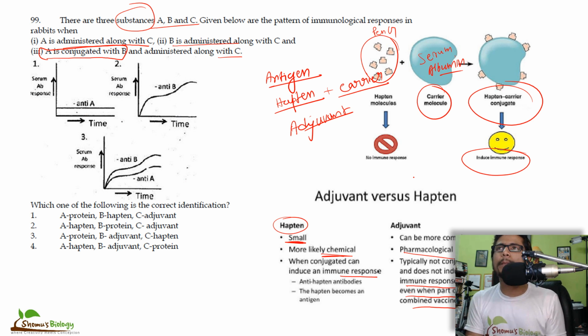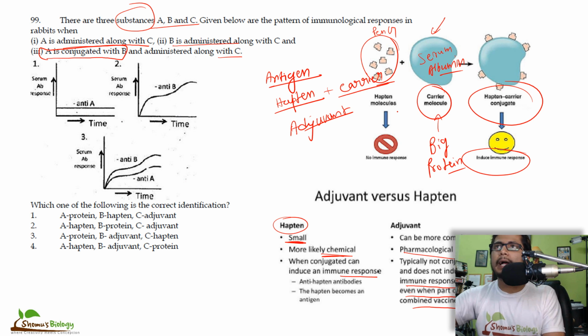So once you know the properties of the antigen, which is nothing but a protein in this case, the hapten is a small protein. Protein can be combined with a carrier, which is also a big protein. Hapten is a small protein. Okay, it can be a protein or many other things, it can be anything. But the carrier is actually the big protein. Hapten is a small one, and adjuvant is more complex, as I told you, typically not present as a conjugate.